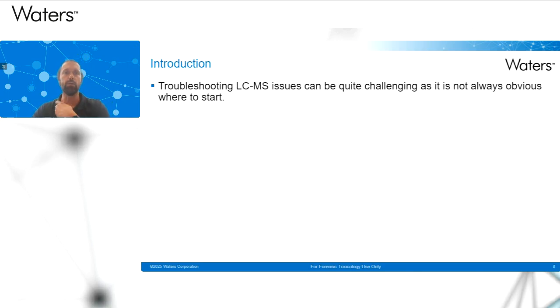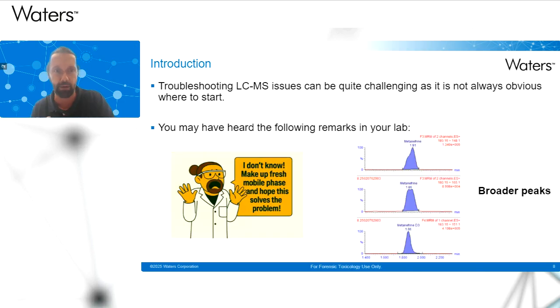Now, let's take a look at some issues that you could be facing in your lab. And I've got Martin helping me out very nicely. So we are seeing this chromatogram over here, and the peaks have broadened up quite a bit. And Martin is saying, well, I don't know what's happening. Just make up some new mobile phase, and hopefully this will solve the problem. We will dive into specifically this issue later on.